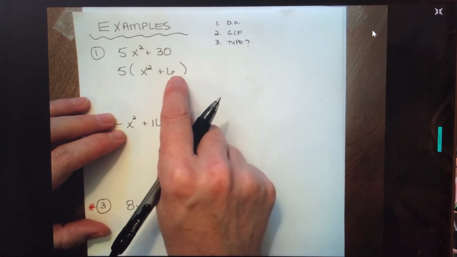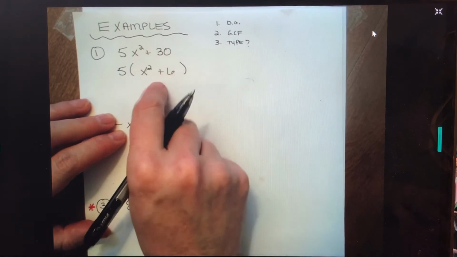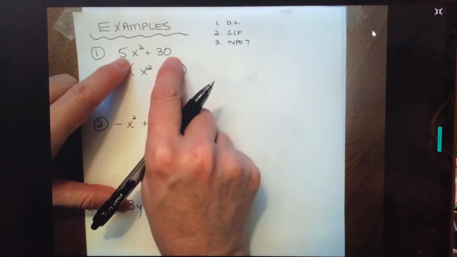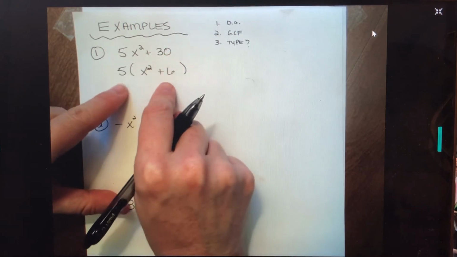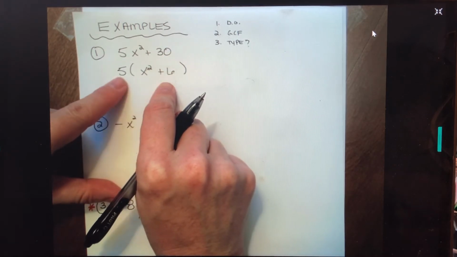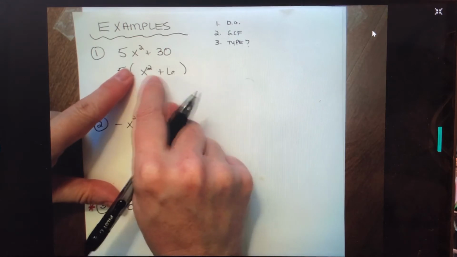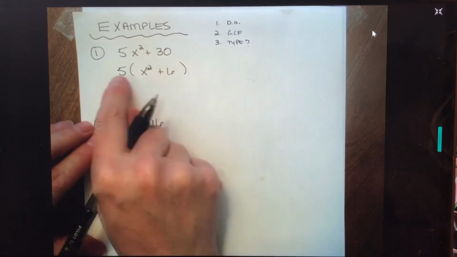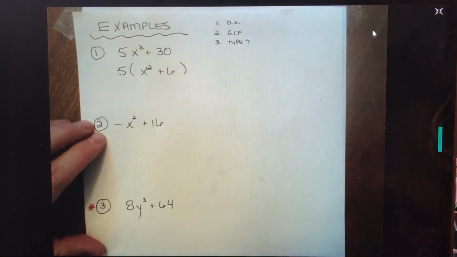So I would say that if an instructor asked me to factor this, I would say that this polynomial does factor, and it looks like this because I pulled out a GCF. The remaining binomial does not factor. That doesn't break down further. So this would be my final answer for factoring this problem.